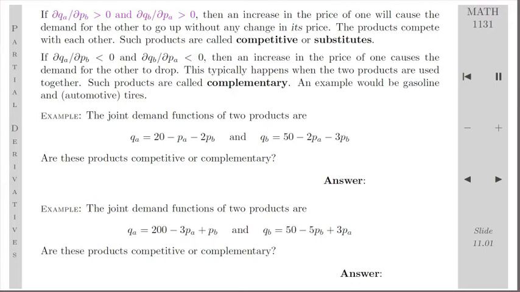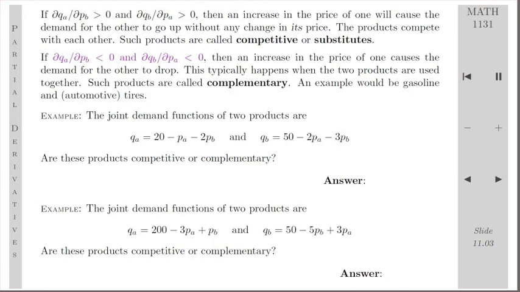Another situation where this happens is where the products are what are called substitutes. So you can use one in place of the other, even though they are not exactly the same. For example, like butter and margarine. If the two cross partials are positive, they are competitive products.